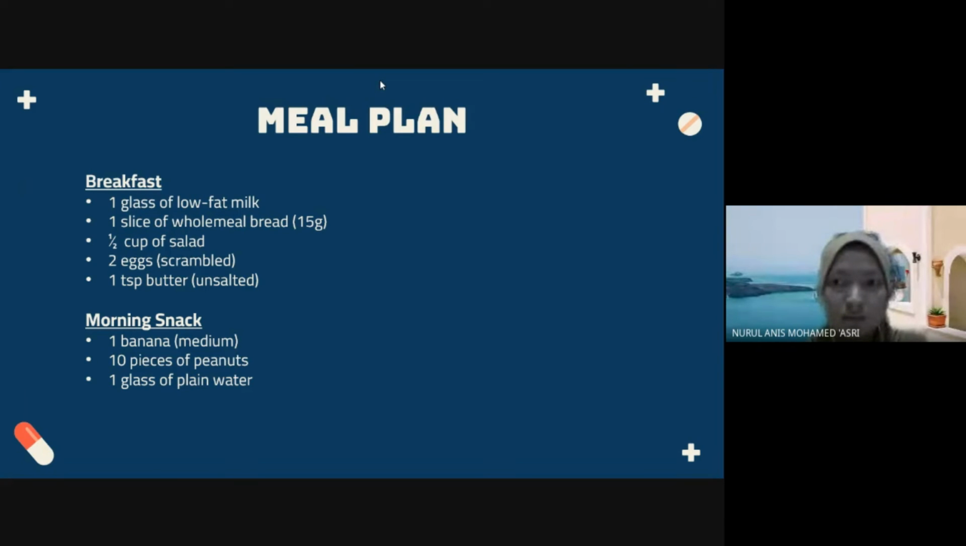So this is the suggested meal for Mr. Siva. For breakfast, he should consume 1 glass of low-fat milk, 1 slice of wholemeal bread, half cup of salad, 2 eggs scrambled, and 1 teaspoon of unsalted butter. And for morning snack, 1 medium banana, 10 pieces of peanut, and 1 glass of plain water.